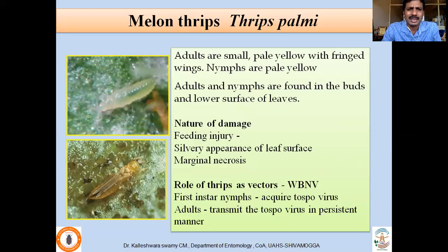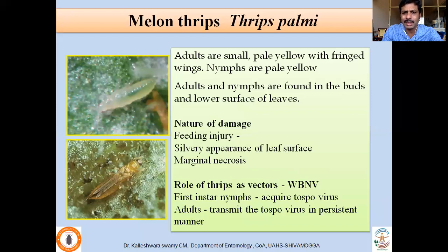So both nymphs and adults usually remain in the bud region and they continuously suck the sap. Okay, so as a result, you'll find that silvery appearance on the leaf surface and marginal necrosis occurs because of the insect's damage. The direct damage may be less, but they are a very important vector of one of the serious viruses called watermelon bud necrosis virus, which is called WBNV. Okay, in fact, only the nymphs acquire the virus and adults transmit the virus.